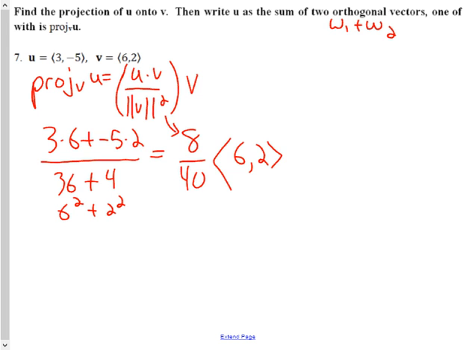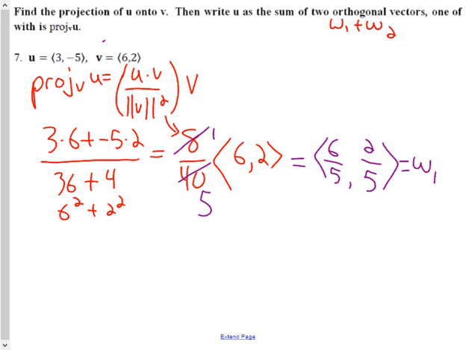I'm going to simplify a little bit here. 8/40 is 1/5. Those are the numbers we got. When we multiply here, we get <6/5, 2/5>. This is vector W1 of U. Right, so we broke down U into W1.